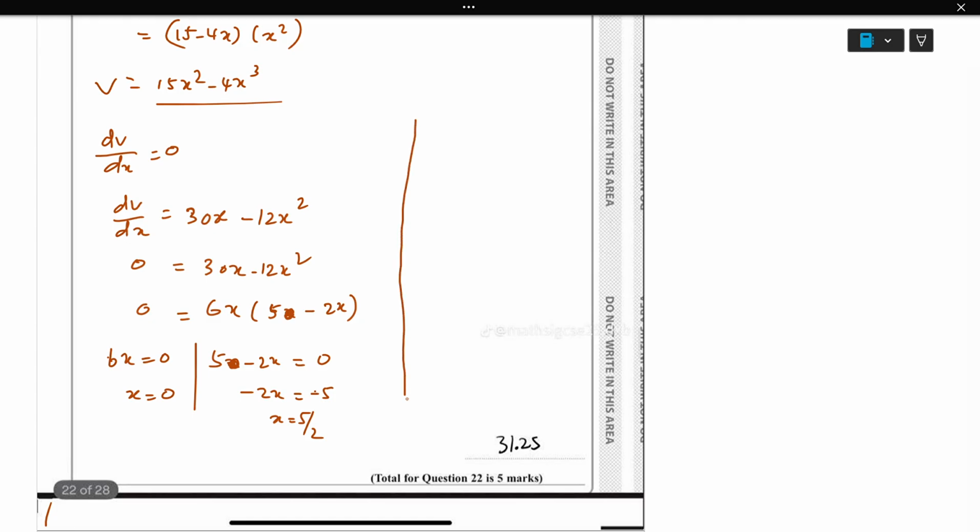For that, I need to go for d square V by dx square. So d square V by dx square is, taking the derivative one more time, 30 minus 24x. Here just put in both x values. First x equal to 0. When I put x equal to 0 here, 30 minus 24 times 0 is 30 minus 0, which is going to be 30. When it's positive, then it's the minimum value. This is not required for us.